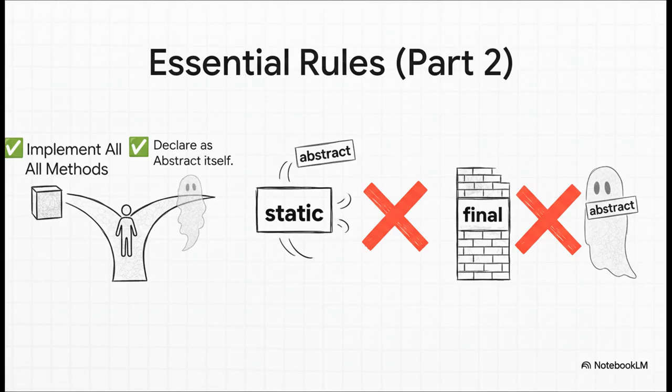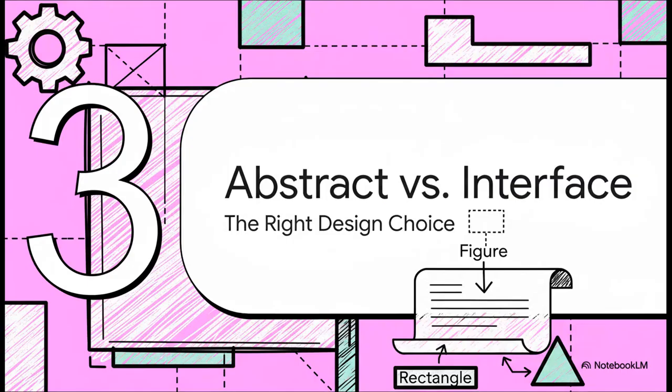Why? Because static methods can't be overwritten, and the whole point of abstract is to force an override. And last one, a method can't be final and abstract at the same time. They're polar opposites. Final means never change me, and abstract means you must change me. Can't be both.